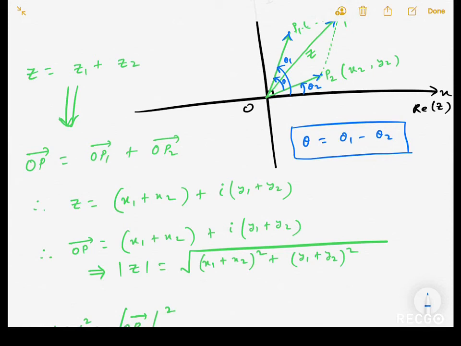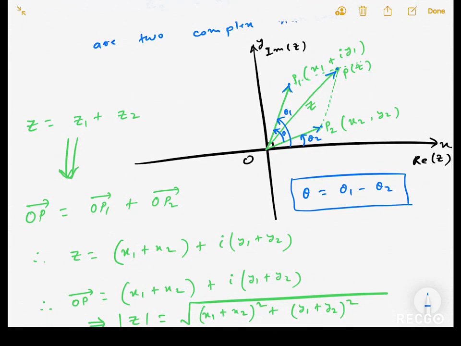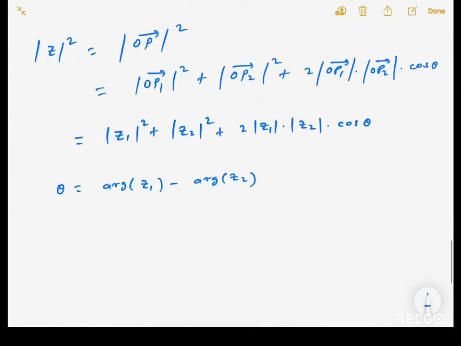So now let's go to our formula. You can simply say that theta 1 is equal to tan inverse of y1 by x1, and theta 2 is equal to tan inverse of y2 by x2. Since x1, y1, x2, y2 shall be given in the question itself, finding theta is very easy. So now I can write theta is equal to theta 1 minus theta 2, where theta 1 is tan inverse of y1 by x1, and theta 2 is tan inverse of y2 by x2.